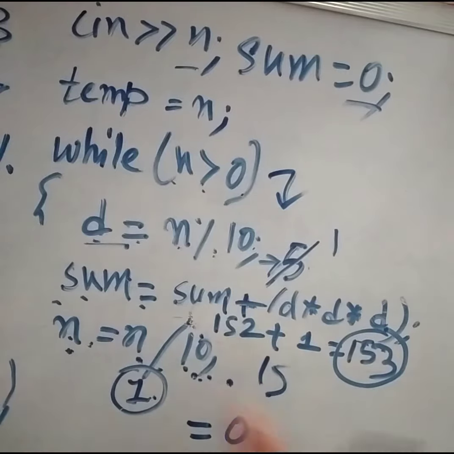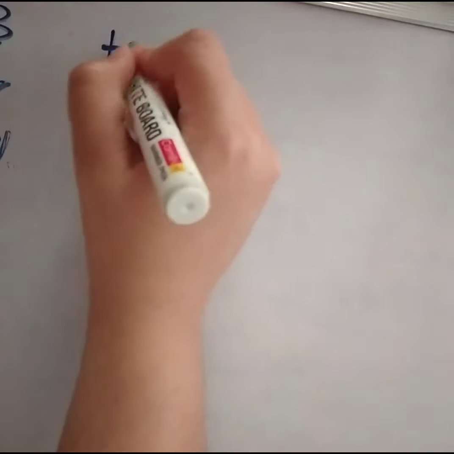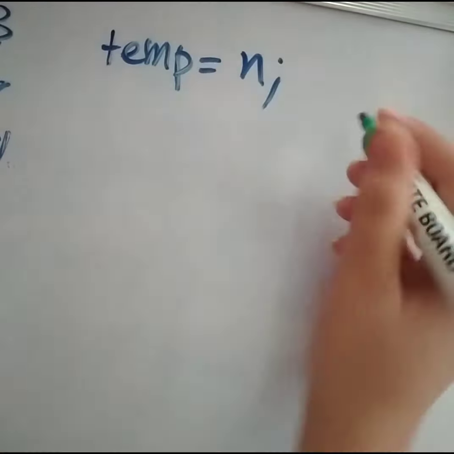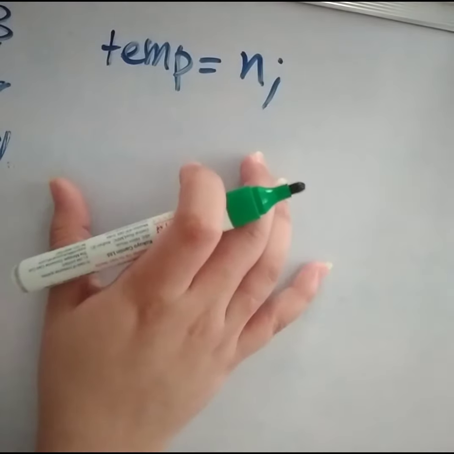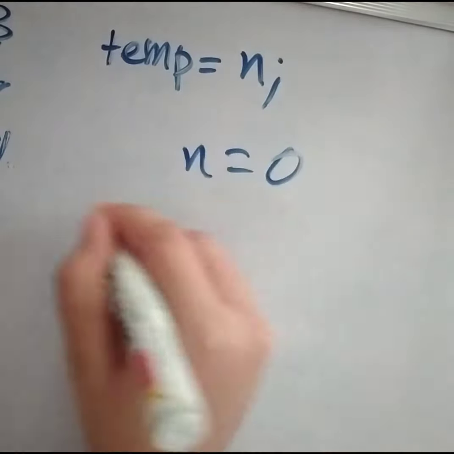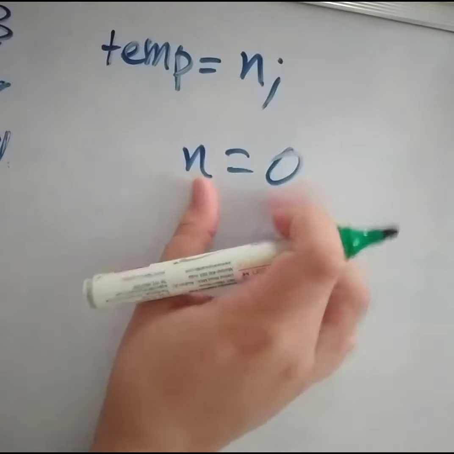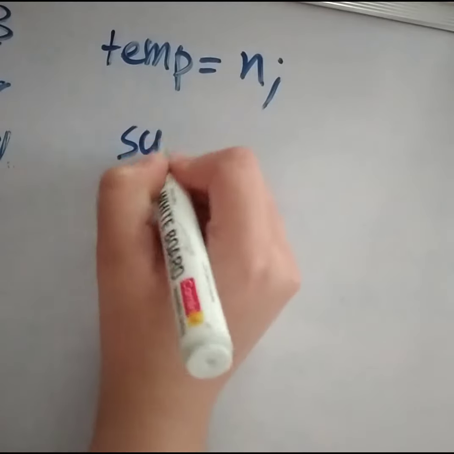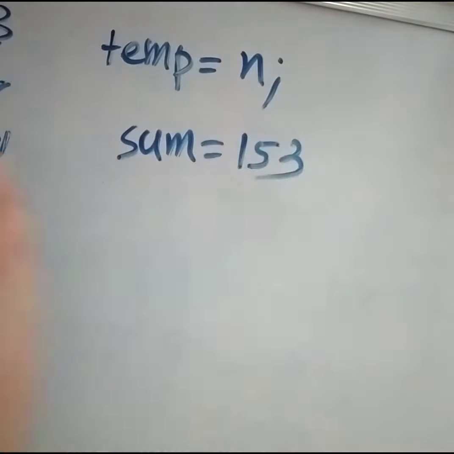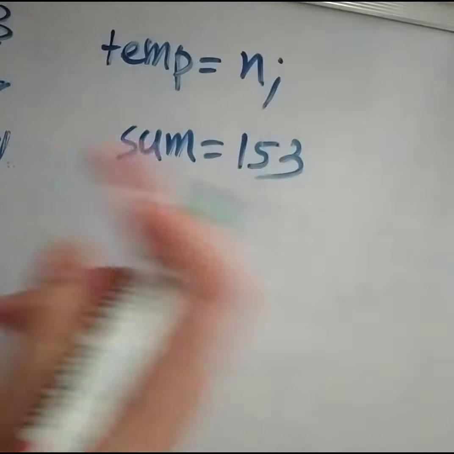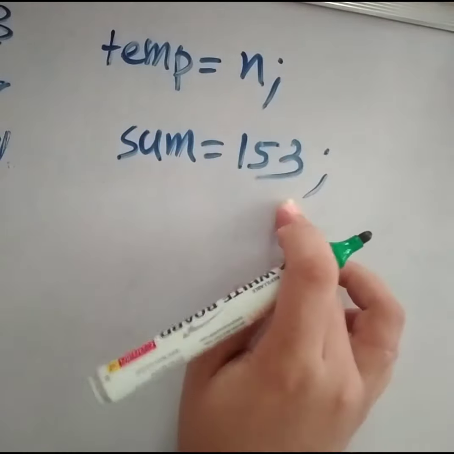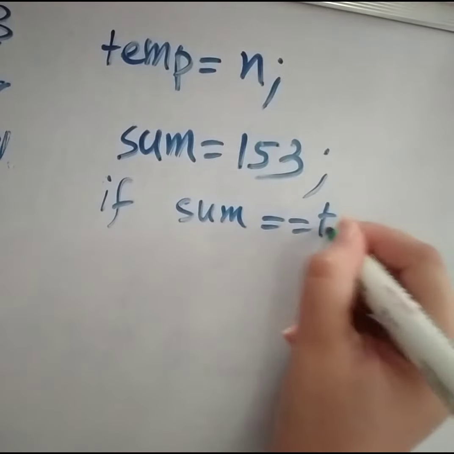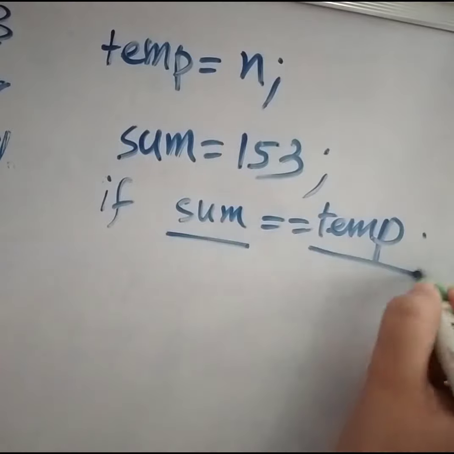Now, if you remember, we stored the number taken from the user in a temporary variable. That's why, because at the last iteration the value of n became 0, so you can see the actual number got lost here. That's why we separately stored it in temp. Now we will check the sum we got at last, which is 153, inside the loop. If you forgot, just rewind the video and check it out. We will check if sum is equal to temp, meaning we got the number back again.